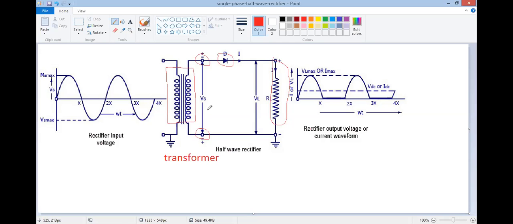As you can see in the output, only the positive part is shown over here. See this, only this positive part is rectified. Correct? And this negative part is not rectified. So this is your half-wave rectifier. That's why it is called a half-wave rectifier, because out of your full wave, it is rectifying only half wave. It is very simple. Now, how does it work?